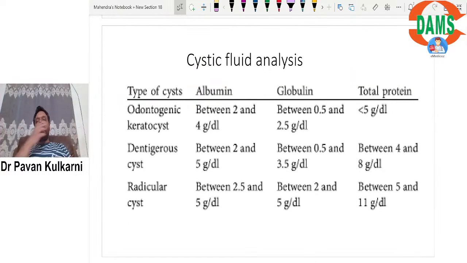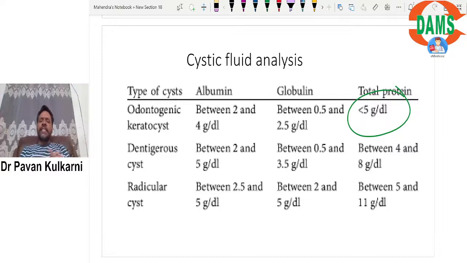Now, coming to another important topic, odontogenic cysts. We know that they will contain fluid. What exactly is the difference between the fluid of these different cysts? Here in this table, which I have taken from a very old textbook, from an earlier edition of Marks and Stern, they have given that in case of the OKC, odontogenic keratocyst, the total protein will be less than 5 grams.